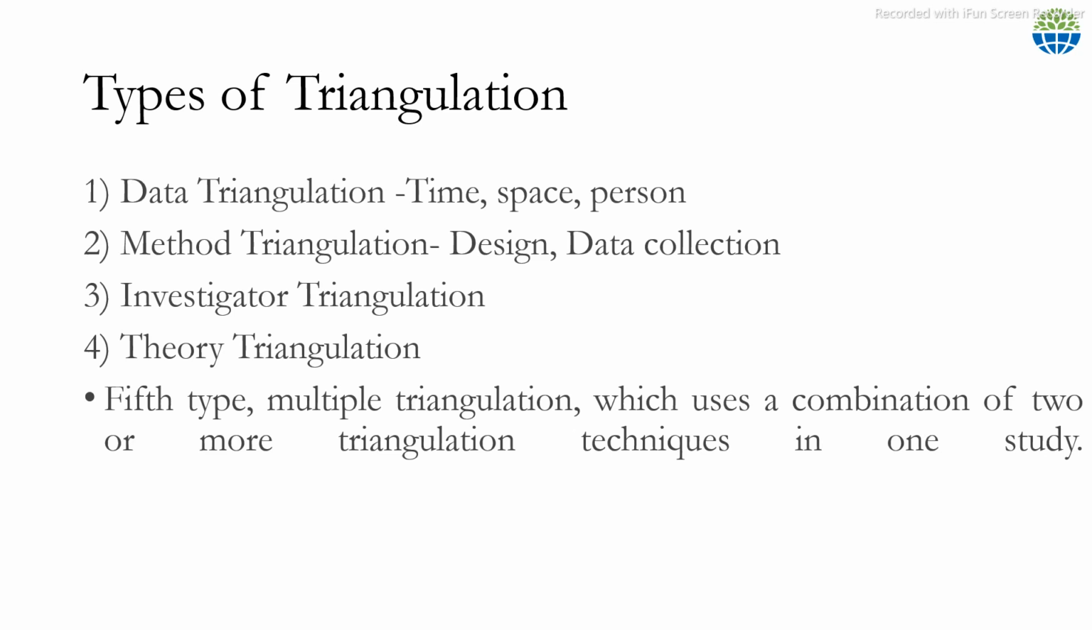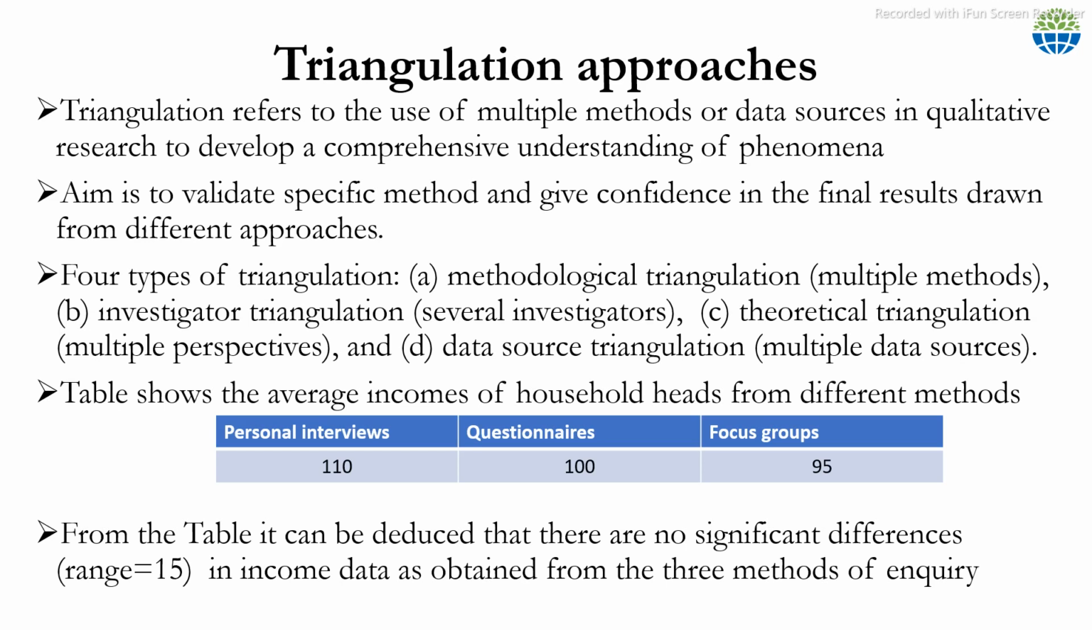So here you can see, as we already told, four triangulation methods are there, but a fifth type is also there, multiple triangulation. First is data triangulation, like in case of time, space, person. Method is design data collection. Investigator triangulation means we are applying more than one investigator for one study. Then theory triangulation, and the fifth type is multiple, where a combination of two or more triangulation techniques can be used in one study. That is multiple triangulation.